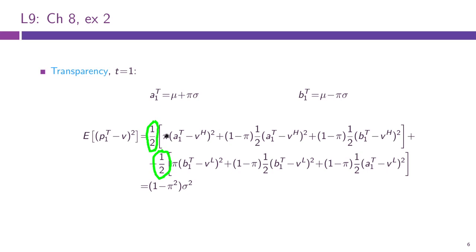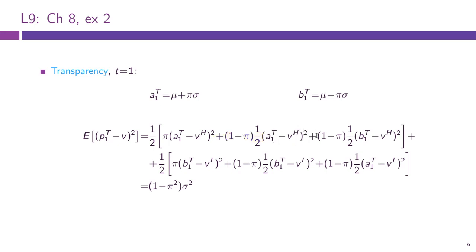So if value is VH, we will look at this top bracket, in which we can have three different orders. With probability pi, we will have an order from an informed trader. And when value is VH, the informed trader always wants to buy, which means that P1T minus V will be equal to A1T minus VH. With probability 1 minus pi, we will have an uninformed trader who wants to buy with probability 1/2, because the uninformed trader buys and sells with probability 50-50. Which means that P1T minus V will be equal to the exact same thing, A1T minus VH.